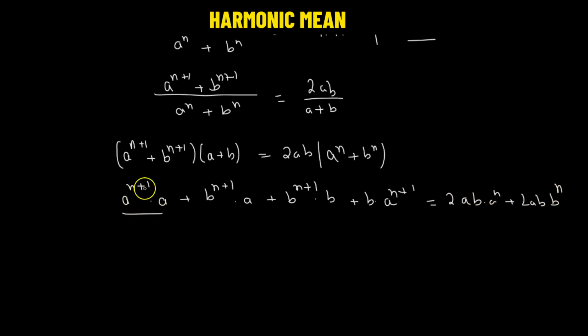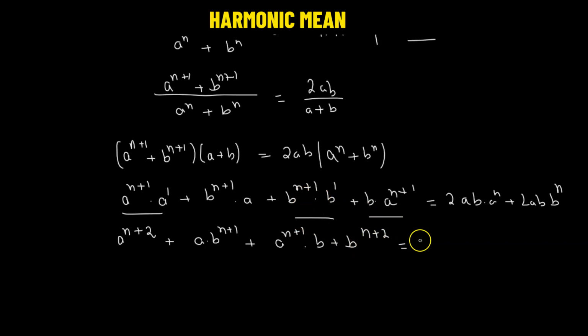Okay, so we can combine a raised to the power of n plus 1 with a raised to the power of n to get a raised to the power of n plus 2. Plus, we have a times b raised to the power of n plus 1. Plus, we'll take this term: a raised to the power of n plus 1 multiplied by b, plus b times b raised to the power of n plus 1 gives us b raised to the power of n plus 2. So this will be equal to 2 times, so a times a raised to the power of n is simply a raised to the power of n plus 1 times b, plus 2 times a times b raised to the power of n. We're combining b with b raised to the power of n to get b raised to the power of n plus 1.